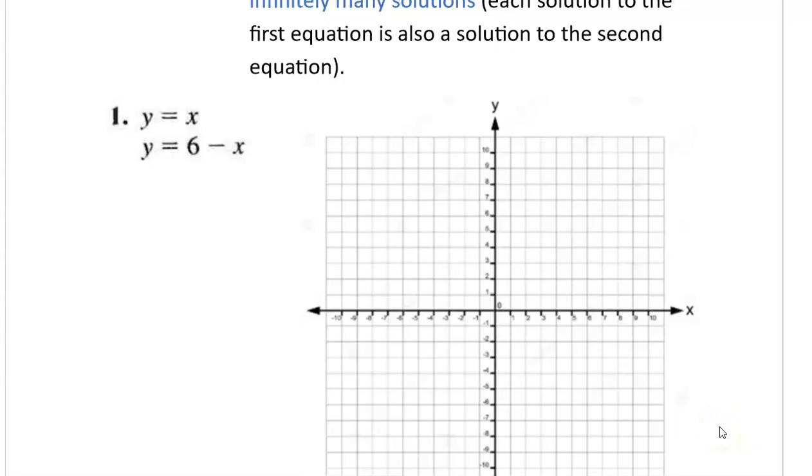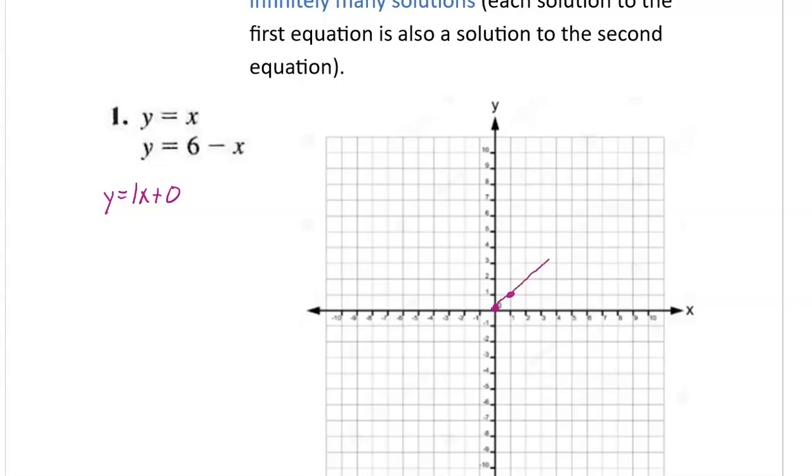Number 1, here is a system with 2 equations. We're going to graph them both on the grid, and then looking at the graph, decide on the solution. The first equation is in slope-intercept form if you assume there's a 1 in front of the x and there's a plus 0 on the end. It goes through the origin, so here's a dot at the origin, and the slope is up 1 over 1. Draw a line through those dots.